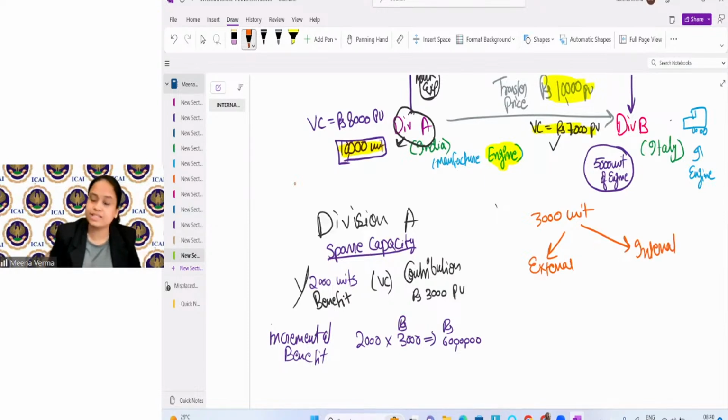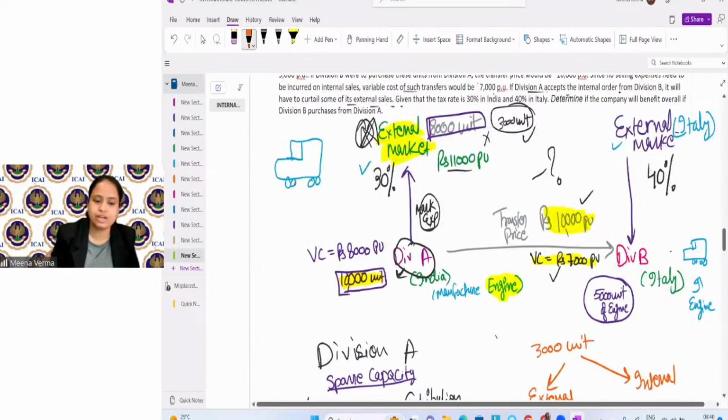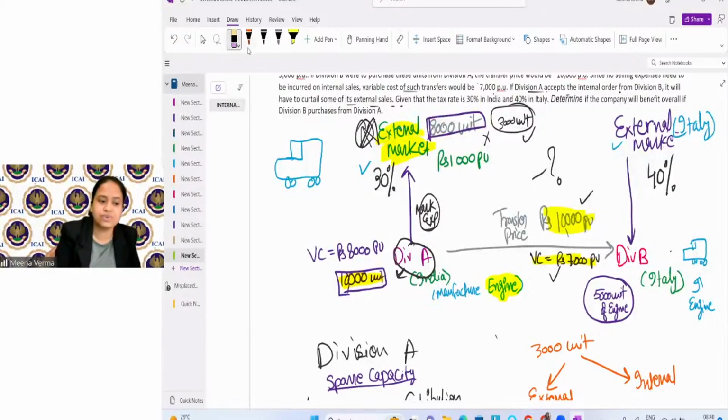When they are selling it externally, they are selling it for rupees 11,000. And when they are transferring it internally, they are transferring it at rupees 10,000. Look, when they are selling it in the outside market, they can sell it at rupees 11,000. But when they are transferring it internally, they can transfer it at 10,000. Okay? In this case, when you're selling externally, the variable cost is 8,000.